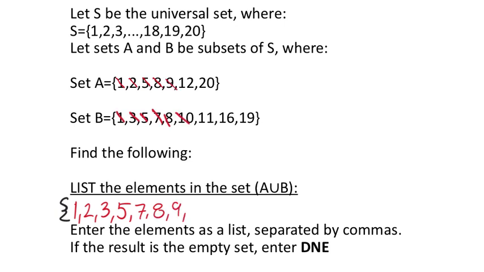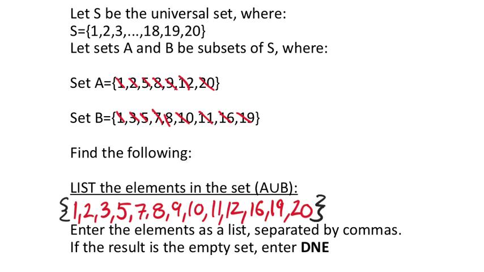And then a 10 in set B, 11 in set B, a 12 in set A, and then a 16 in set B, then a 19 in set B, and then finally I see a 20 in set A. So that's all the elements of set A or B, which is exactly how this reads, set A or B. And so I'm going to close this off with some fancy brackets. So I got a 2, then an S, boom, fancy brackets.